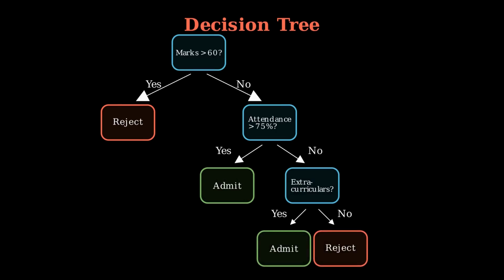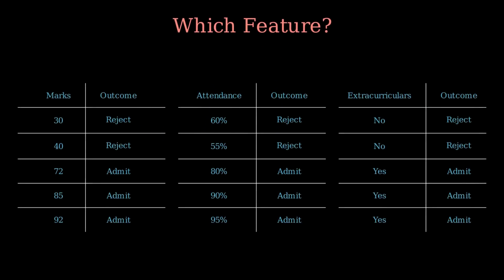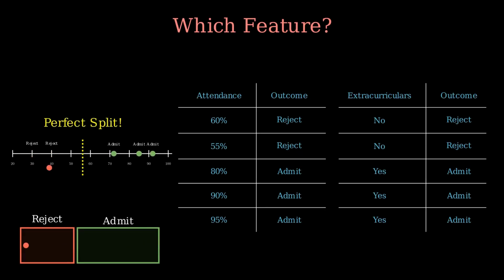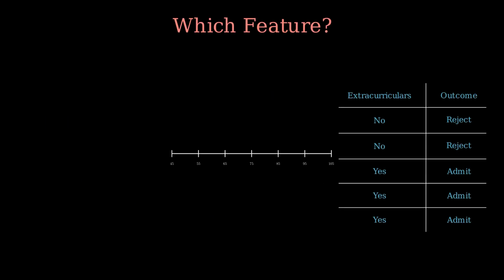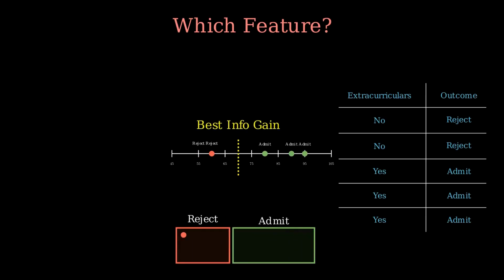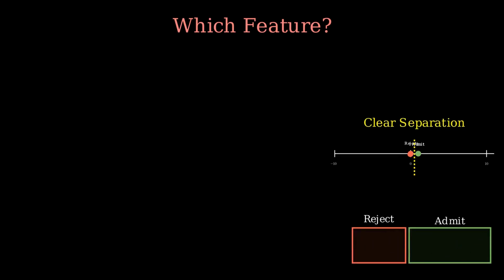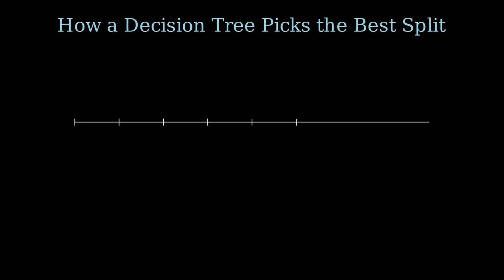In a decision tree, we can split the data using any feature, whether it's marks, attendance, or extracurriculars. All are options. But we want the split that makes our job the easiest, one that cleanly separates admit and reject. So for now, let's pick marks and see how good splits based on marks can be.